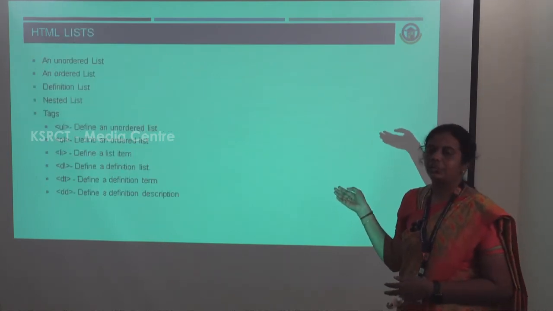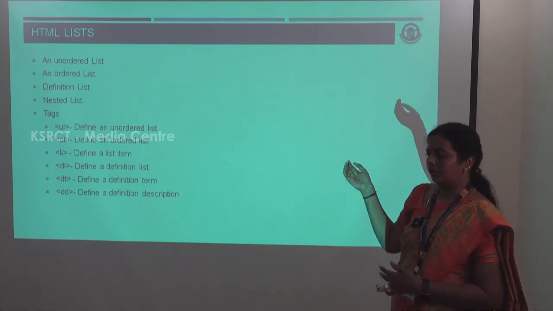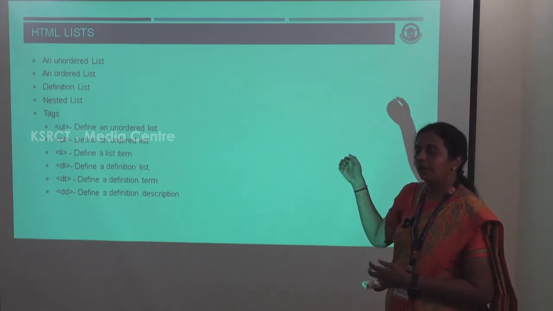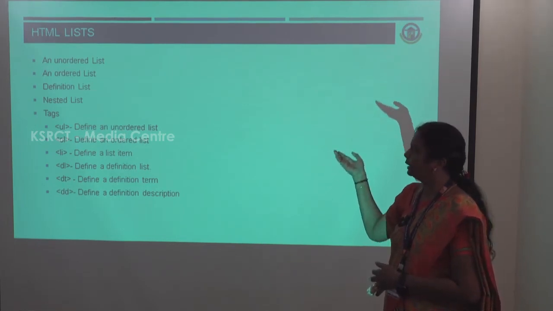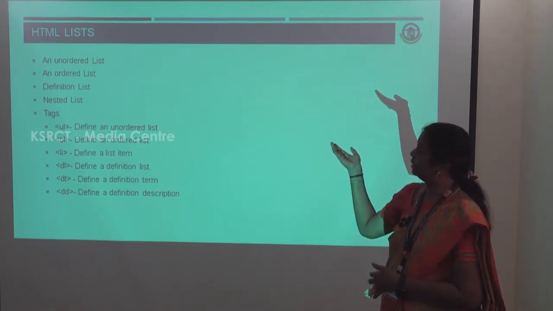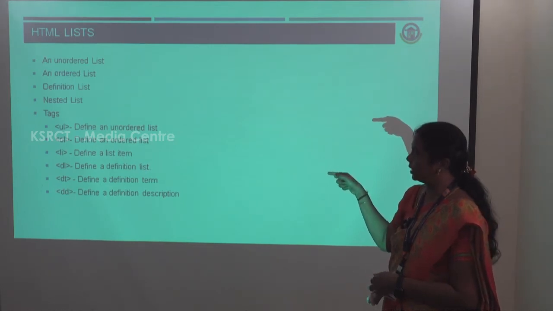The next one is the HTML list. When we are creating a web page, a number of lists may be needed. The list is defined into 4 types: unordered list, ordered list, definition list and nested list.